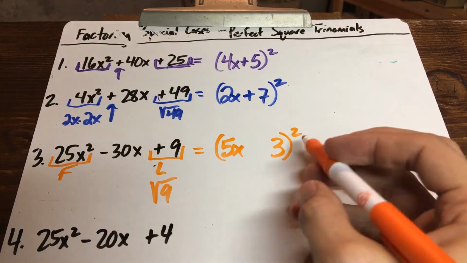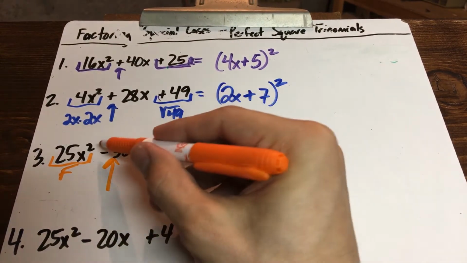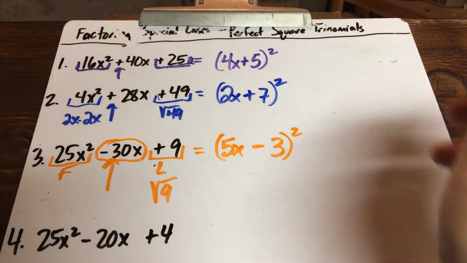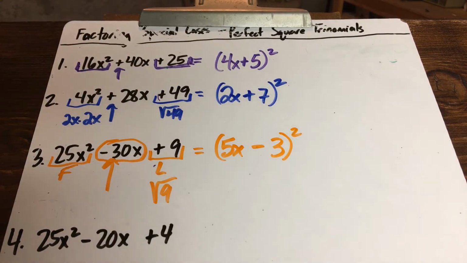Now, how do I know if it's a plus sign or a minus? I look right here in the middle where the O and the I in FOIL are. You can see how this is minus or negative 30. So that means I should have a minus sign right there between my two terms. Simple. Okay, let's do one last one on this board.